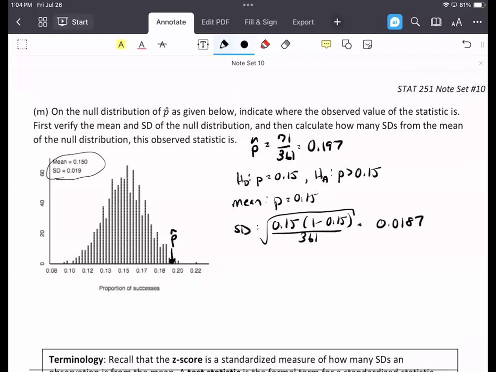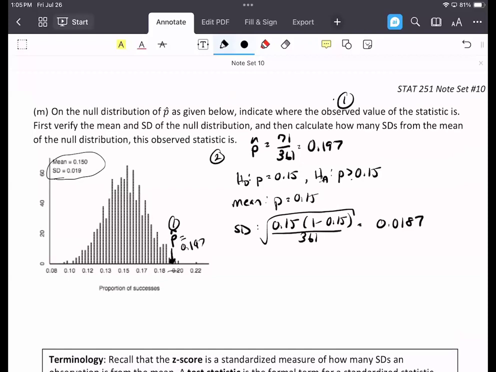Before you check your work, I'm going to indicate where the observed statistic is, and this is where it is, 0.197, and that's rough, as long as we're close to the general area of where it would be. Then it says verify the mean and standard deviation of the null distribution. So I wrote out the null and alternate hypotheses, and then I said the mean is, we're told, 0.15, because that's the benchmark we're using.